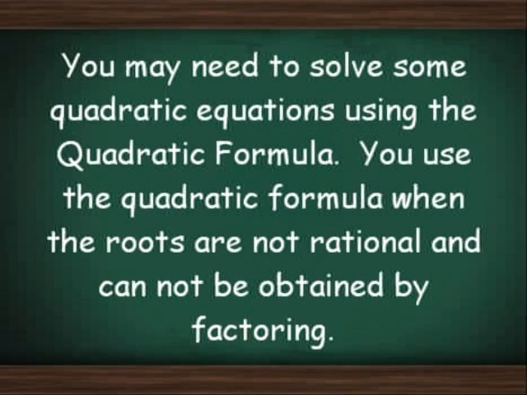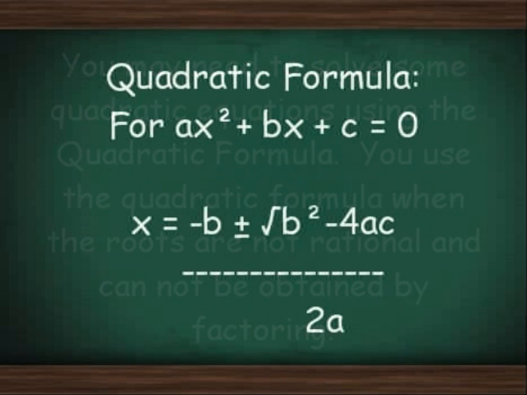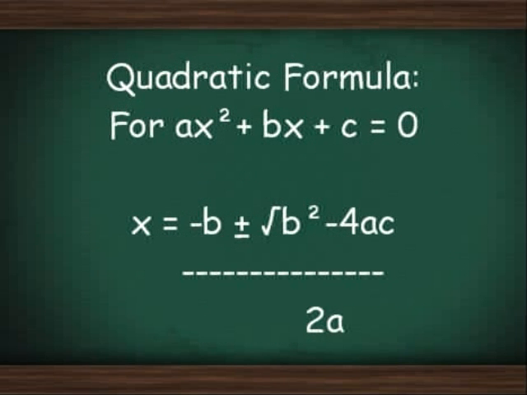Some equations cannot be factored regularly, so you must use the quadratic formula. The quadratic formula is negative b plus or minus radical b squared minus 4ac, all over 2a.